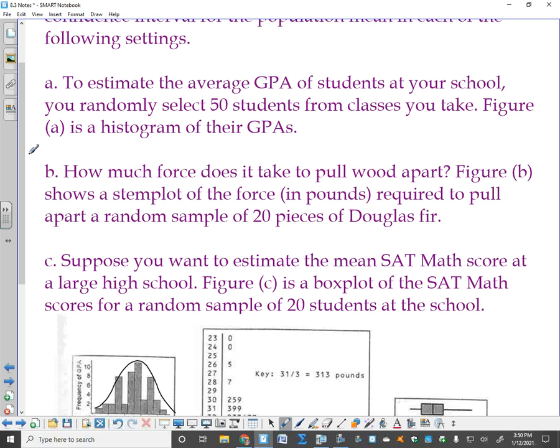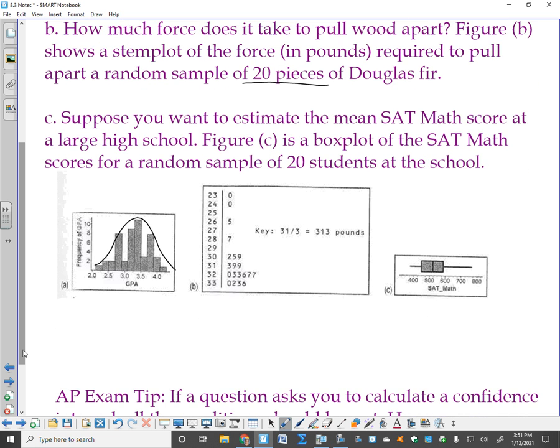How much force does it take to pull wood apart? Figure B shows a stem plot of the force in pounds required to pull apart a random sample of only 20, so CLT does not save the day. And I'll look at this, and no. That would be skewed left. So no. Strong skewness. So no.